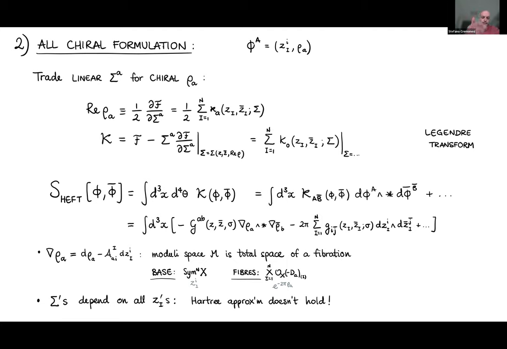And once again, you can expand in components, and that will make manifest the complex structure of this moduli space of vacua, which in particular is a fibration where the base is parameterized by the coordinates of the M2 branes, and the fibers are parameterized by these chiral superfields rho A, which are, you know, the chiral incarnation of the Kähler moduli.